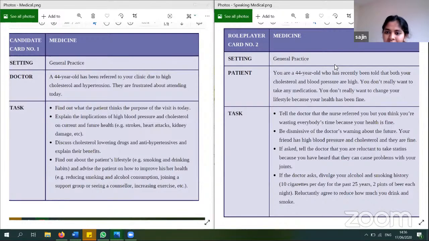If asked, tell the doctor that you are reluctant to take statins because you have heard that they can cause problems with your joints. If the doctor asks, divulge your alcohol and smoking history: 10 cigarettes per day for the past 25 years, 2 pints of beer each night. Reluctantly agree to reduce how much you drink and smoke. Okay, perfect. Thank you, Sajini.